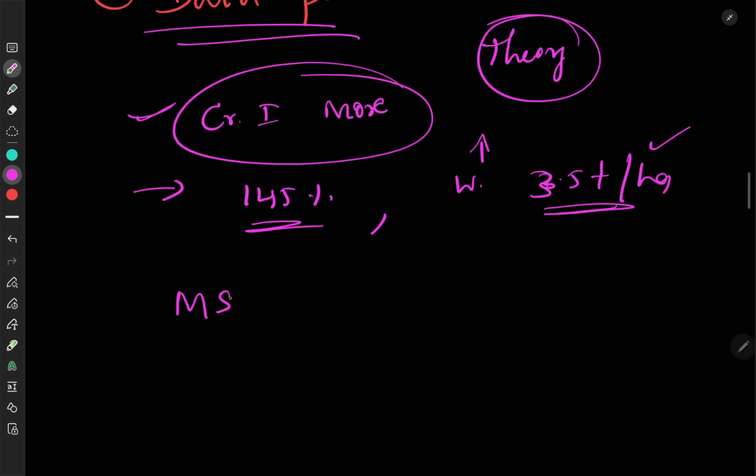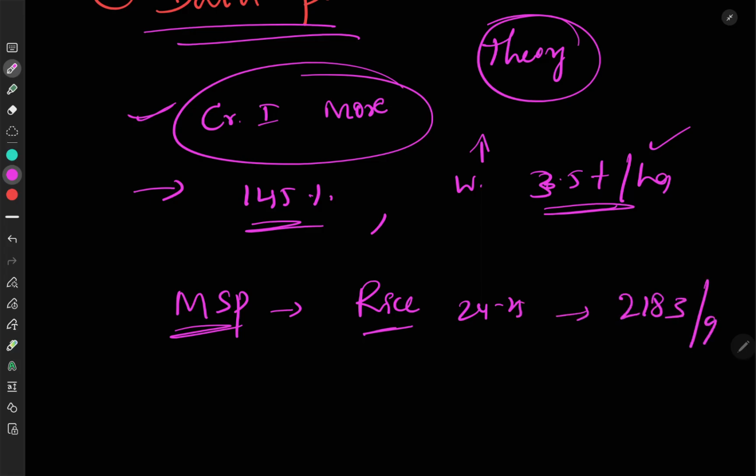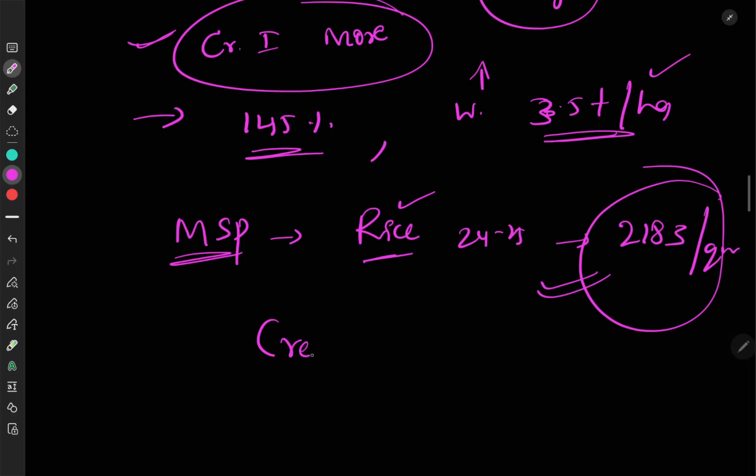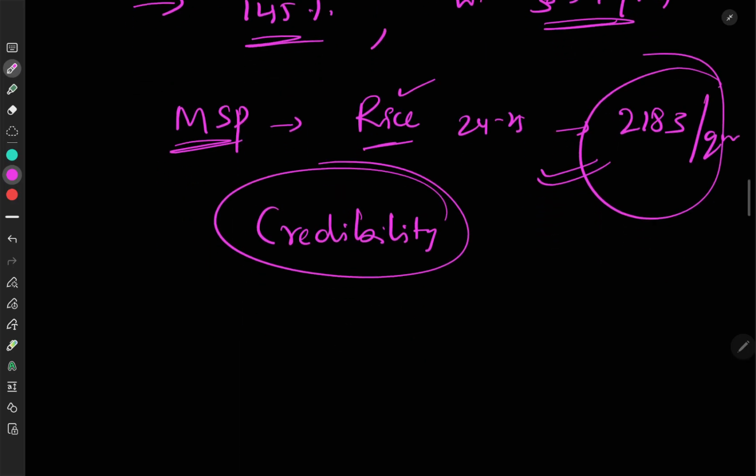And if the question is on MSP, minimum support price, the minimum support price was raised in the year 24-25 to 183 rupees per quintal. Instead of writing just the MSP for rice, you quote the data point. Definitely it will give credibility to your answer. Definitely it will give credibility, right?